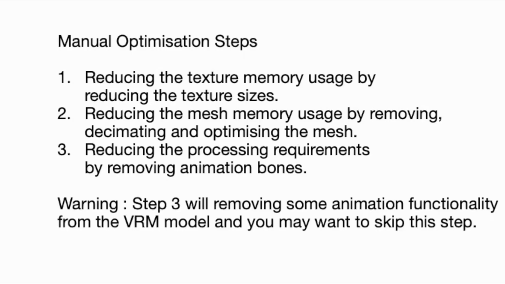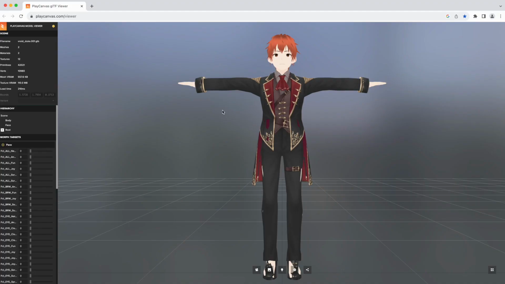So this is going to be broken into 3 steps. The first step is we're going to reduce the texture memory size by reducing the texture sizes in the model. The second thing is we're going to reduce the mesh memory usage by removing, decimating, or optimizing the mesh. And in the third one, we're going to be reducing the processing power that's required to display the model in the browser. Now, this step does remove functionality from the model that you may want to keep in. So you might want to skip step 3 if you want to keep, for example, the hair movement or the clothes moving around the model when the model's animated.